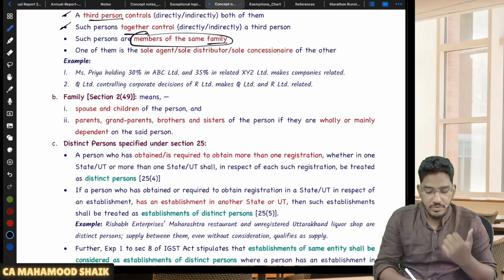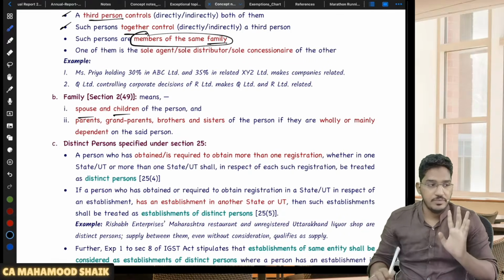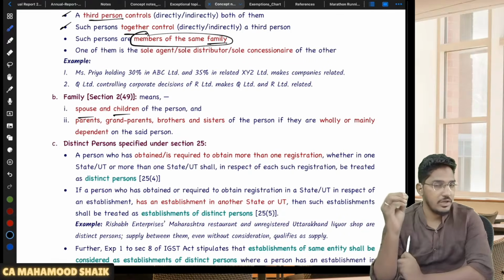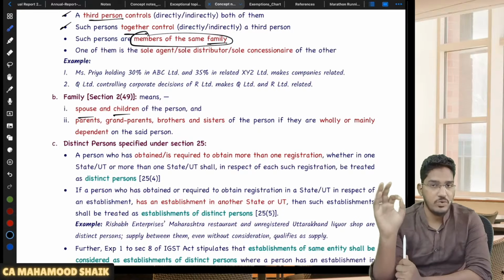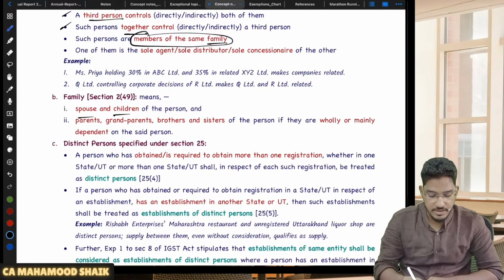Sir, who will be those people who will be considered as family? Spouse and children. Spouse and children, whether they are dependent on you or not dependent on you, doesn't matter. Spouse and children will always be considered as related persons.